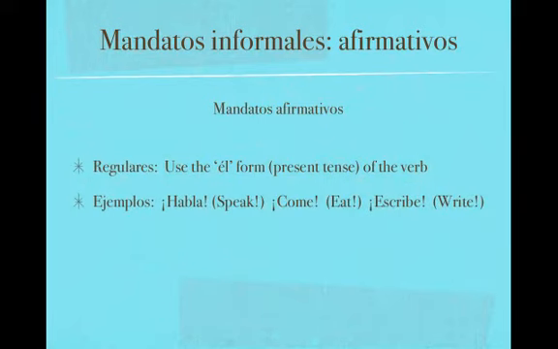It's easy to remember because it's the él form of the verb, but you have to remember that you use that when you're speaking, you're using tú commands, so it can be a little bit confusing. So you have habla, speak, come, eat, and escribe, write.